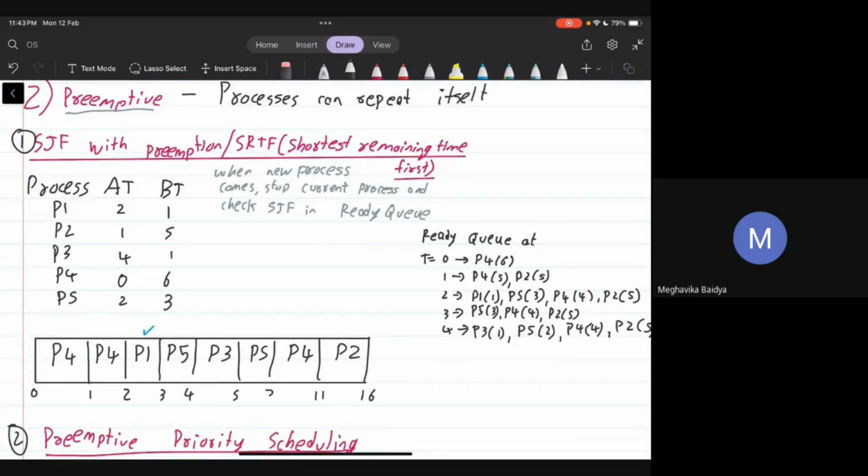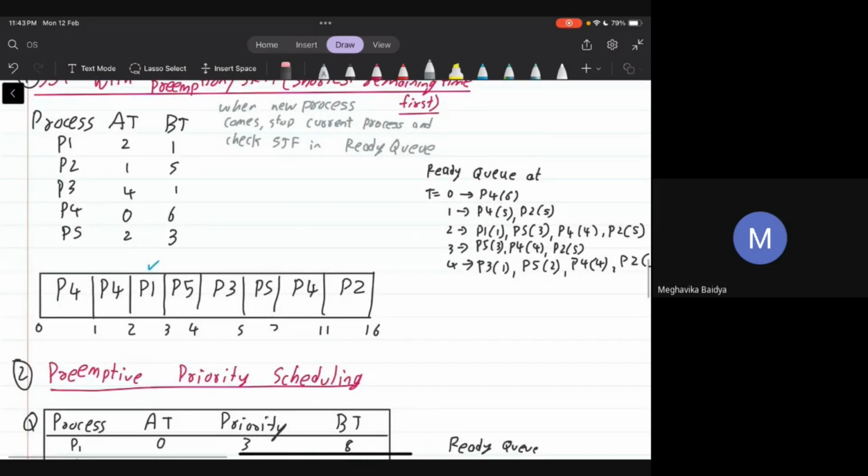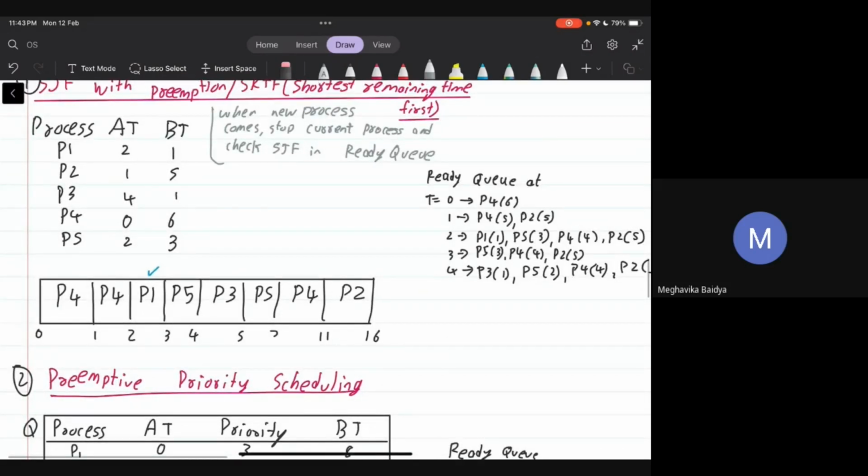So we have the same P1, P2, P3, P4, P5, and you have the arrival times also. You can see this note here. It says that whenever a new process comes, stop the current process and check the shortest job first in the ready queue.